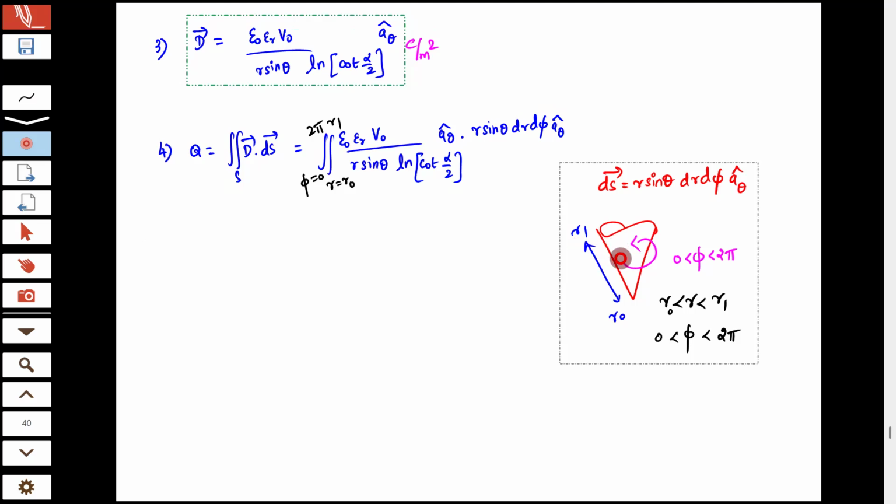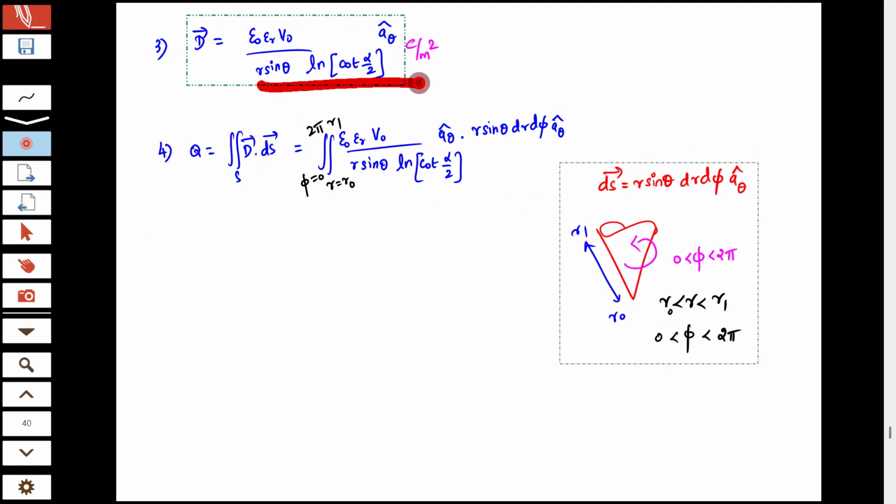Now to find the area of the cone, we have to consider the cone's radius starting from R0 to R1. Because there should be an infinitely small gap between the two cones, this radius should not start at 0. So the limits for r are R0 to R1, and the limits for phi are the entire 360 degrees for this cone. For the variation of r and phi, the component of dS vector is the theta component. So the variable for integration will be r sine theta dr d phi. This is the dS vector.